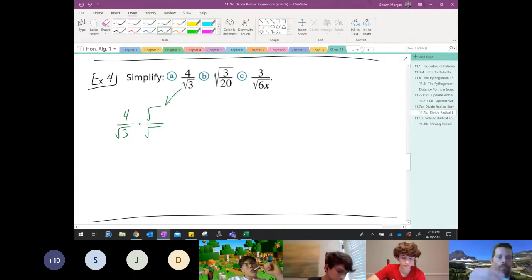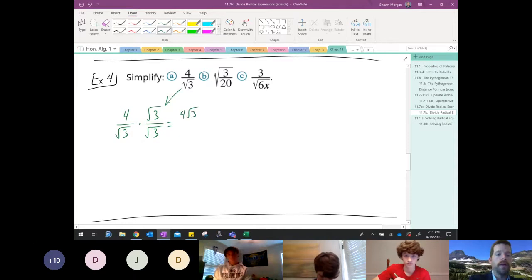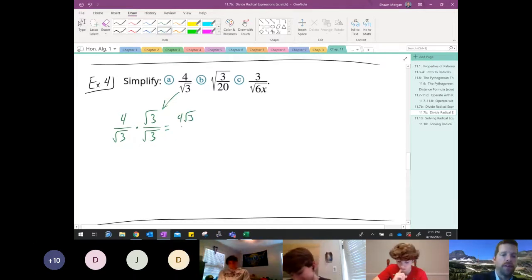Square root of 3. Dude, very good. Thank you. So that's square root of 3 over square root of 3. And again, we just multiply top with top, bottom with bottom. So in this case, I got 4 radical 3, because 4 is the coefficient, multiplied by the coefficient of that radical 3, which is 1. 4 times 1 is 4.